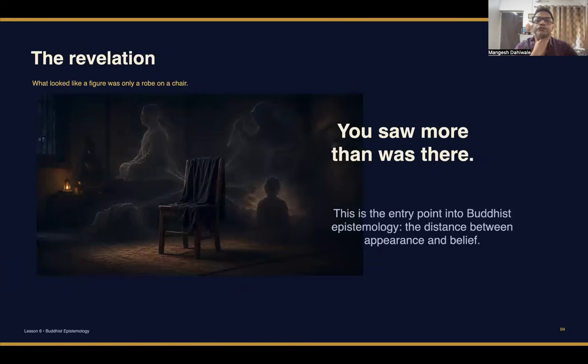So what happens is that generally we always see more than what is there. And this is the entry point into Buddhist epistemology, the distance between appearance and belief. As we move on with the class, we are going to see more deeply. What we always see is more than what is there, and our perceptions are like that. So our mind, as it were, creates the reality. Our mind participates actively in the creation of the world that we perceive. And this is what is now brought up by neuroscience as well, that our mind creates the reality that we perceive as the world.